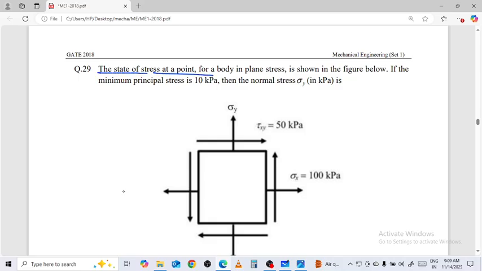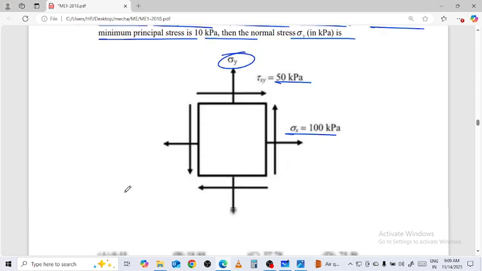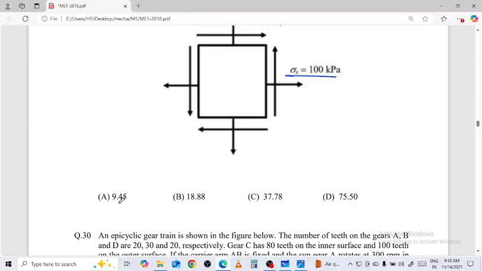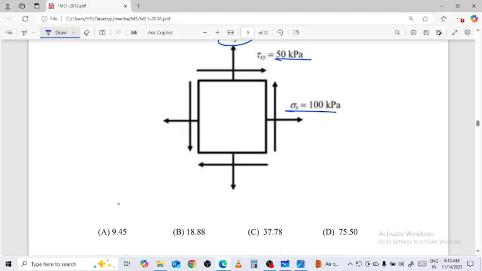The state of stress of a point for a body in a plane stress is shown in the figure below. If the maximum principal stress is 10 kilopascal, the normal stress sigma y is, tau xy. Sigma x दिया हुआ है, sigma y is to be unknown over here. Okay, so we have the formula over here. Sigma 1,2 is equal to sigma x plus sigma y by 2 plus minus square root of sigma x minus sigma y by 2 the whole square plus tau xy square, right? So on that note we have the values over here.